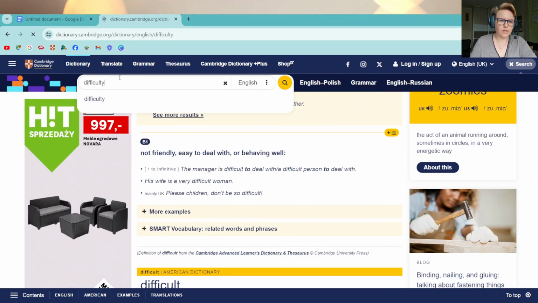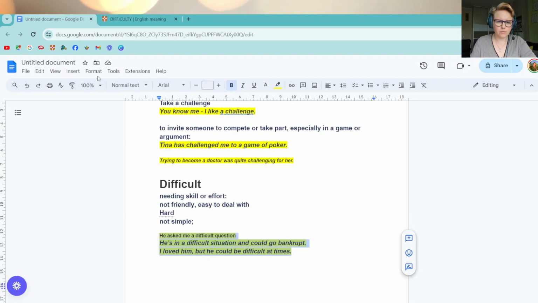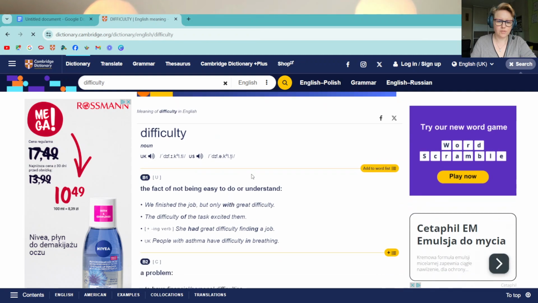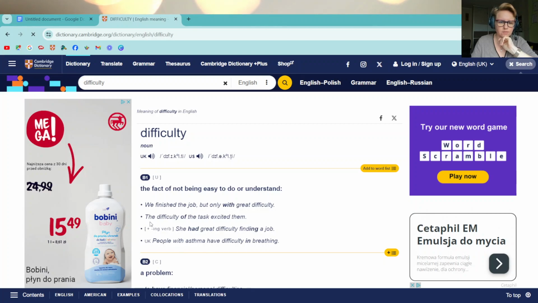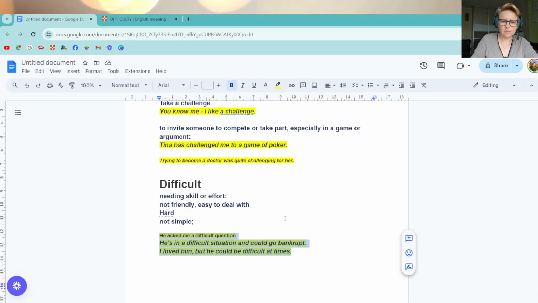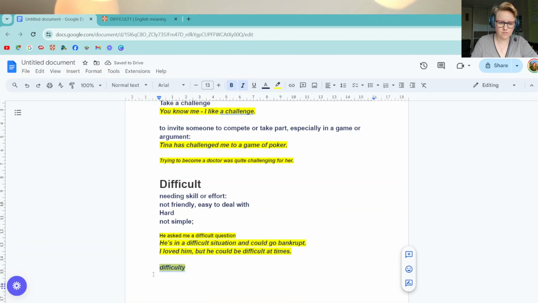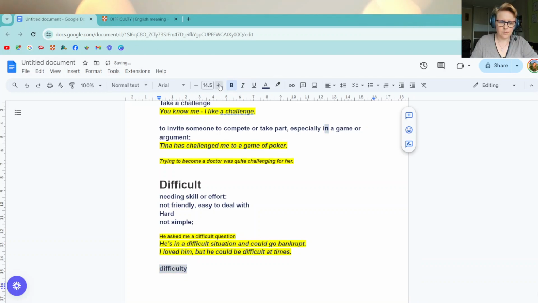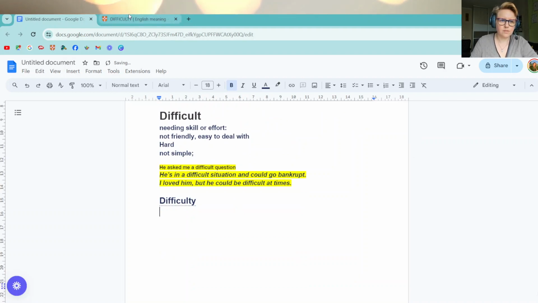But I also wanted to look at difficulty, which is a noun created out of difficult. Yes, difficulty, the fact of not being easy to do or understand. And it's important to know how to use them in the sentence. Yeah, so for example, we finished the job, but only with great difficulty. The difficulty of the task excited him, so he liked the challenge. She had great difficulty finding the job. Have difficulty doing something. Difficulty again. I just need to change the colors and the fonts. Okay, maybe I can make it a bit bigger. Difficulty, yes.